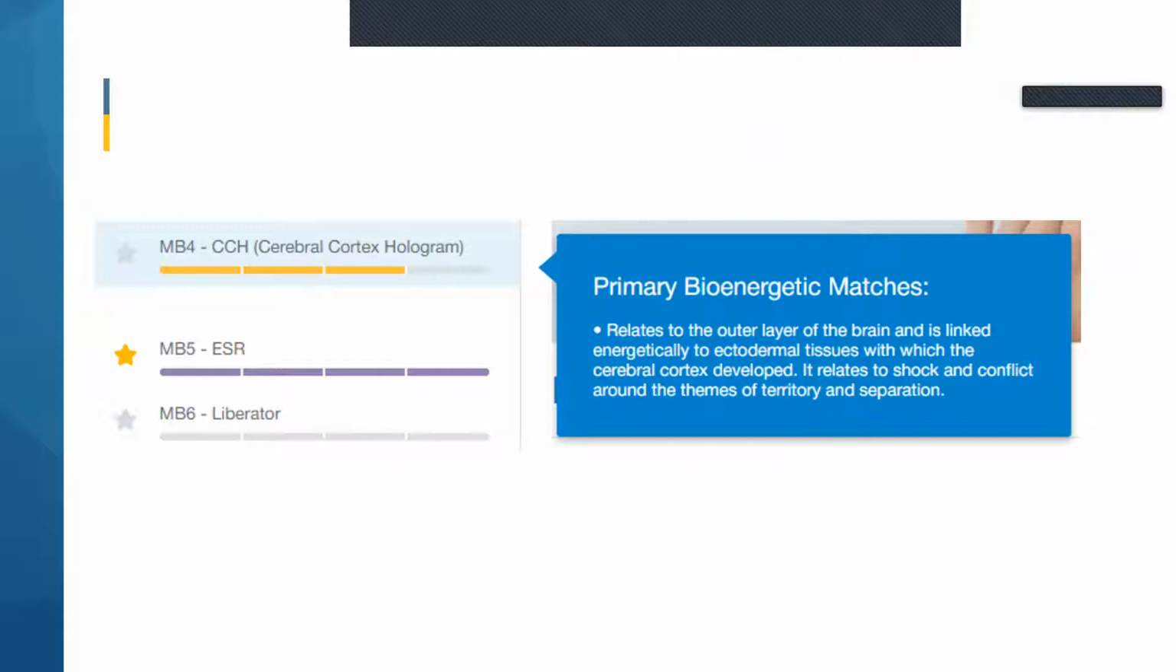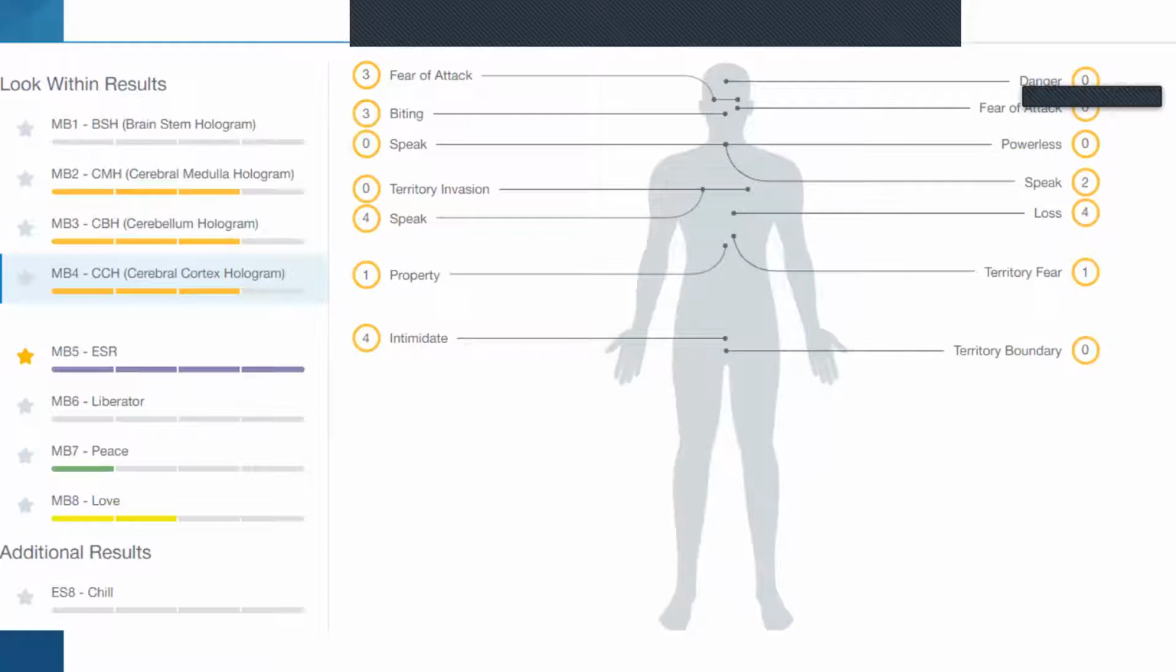This kind of alerted some points in what could have been going on. Okay, so we've got fear of attack. Again, we've got biting. So you'll see that some of these points will come up on two different holograms. We've got speak coming up. We've got loss and intimidation.